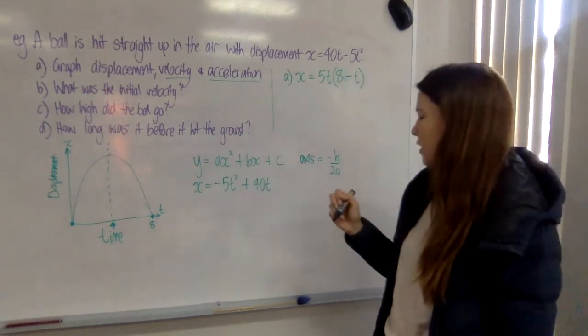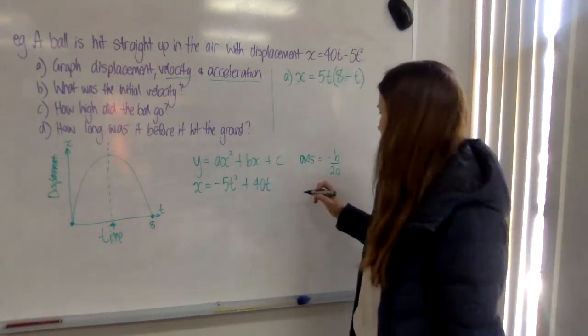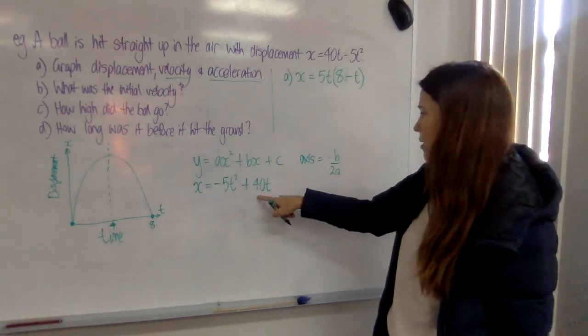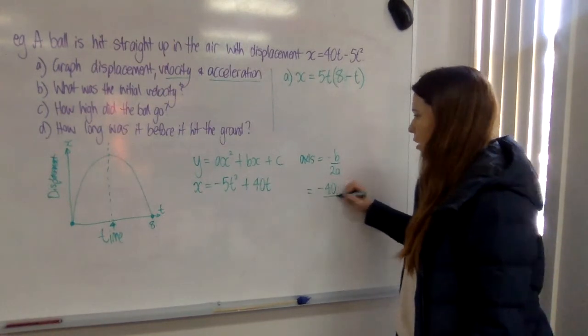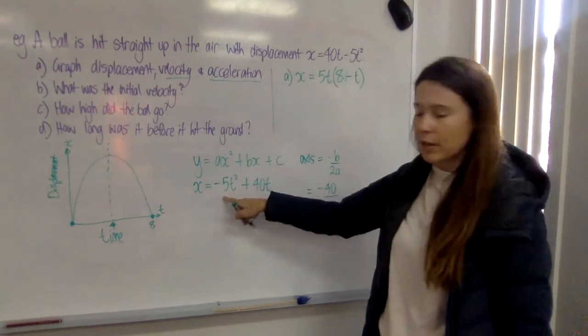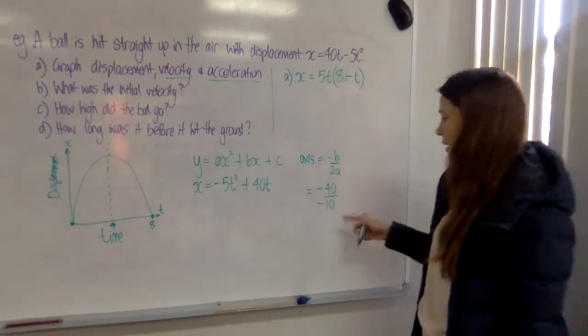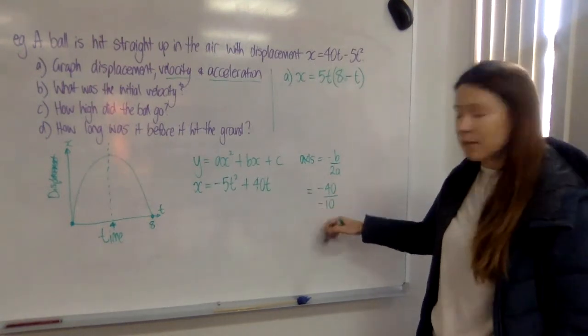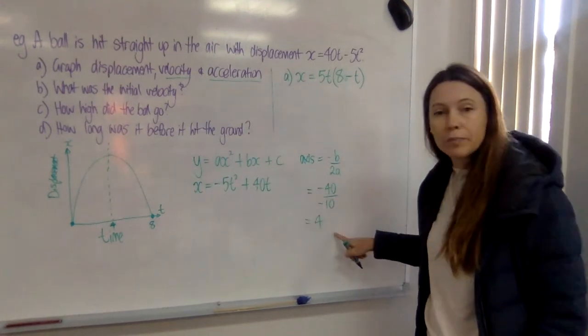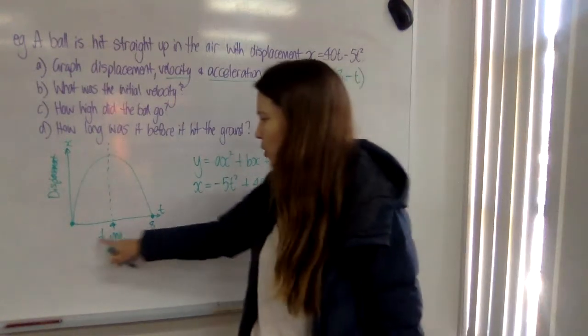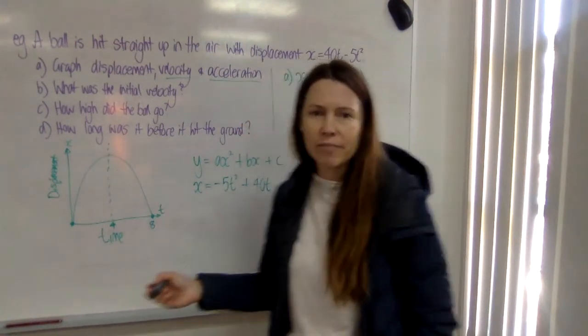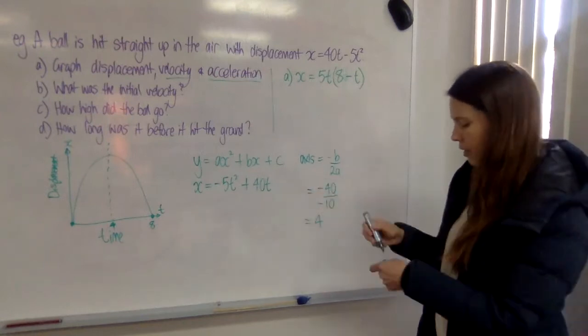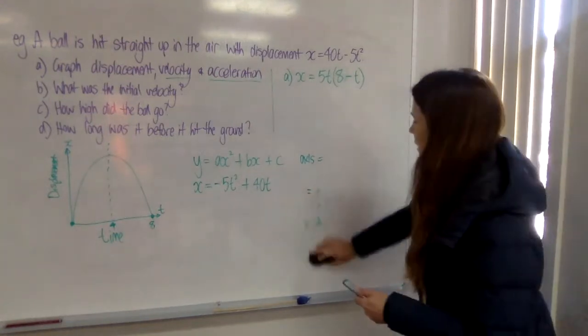So now we've got it into that form. The axis of symmetry should be minus b, which is minus 40, over 2 times minus 5, which is minus 10. And sure enough, negative 40 divided by negative 10 is equal to 4. But see how I worked that out much more simply just by averaging the intercepts. Saved me a lot of time and all of this board space and effort.